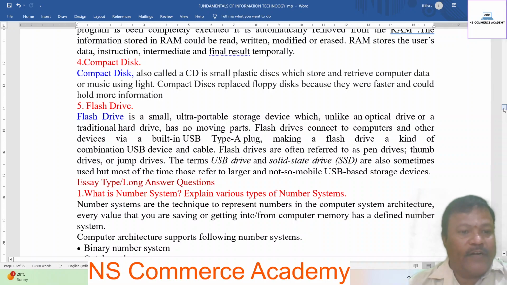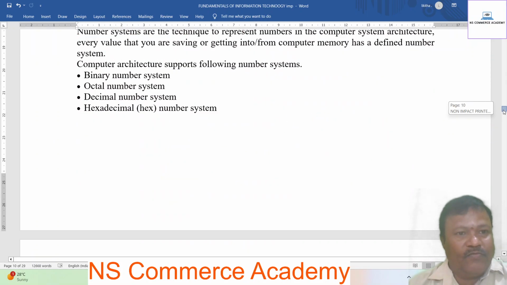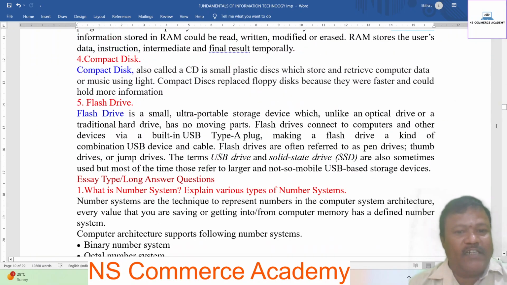Next, friends, I'm going to explain essay type or long answer questions. First one, what is number system? Explain various types of number systems.